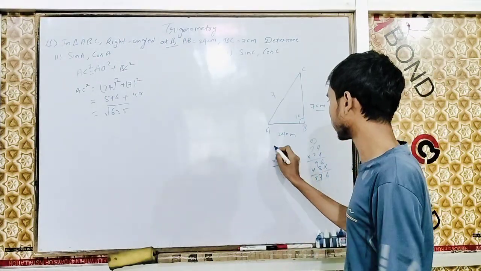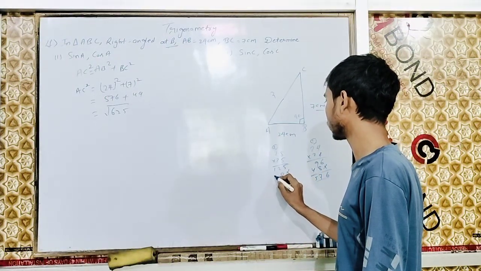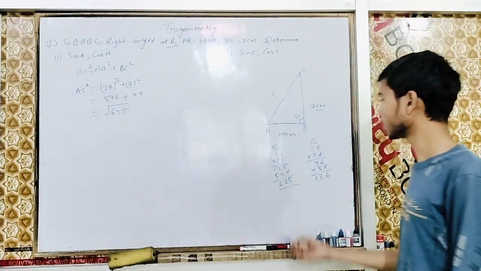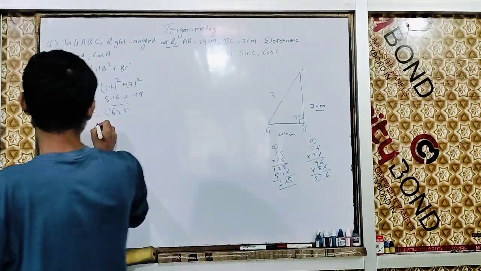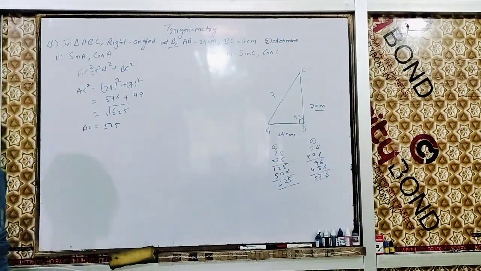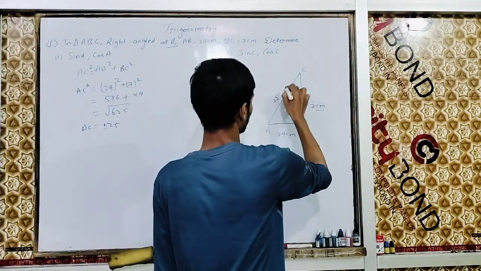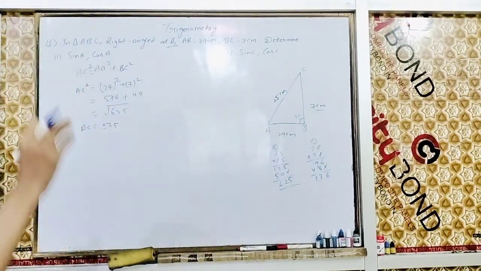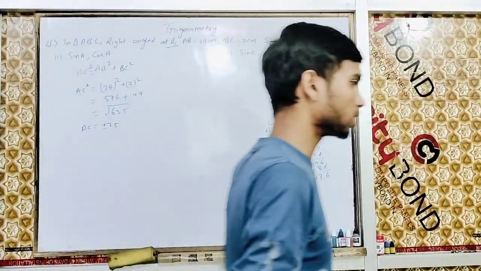5 5s are 25, then 2 5s are 10, 2 2s are 4. Here you can see what is happening. It is the exact perfect square of 25. So it is telling you that you got AC as 25, this 25.